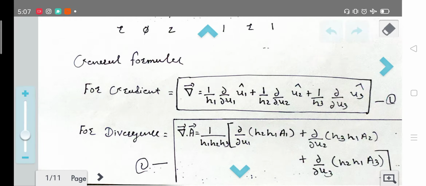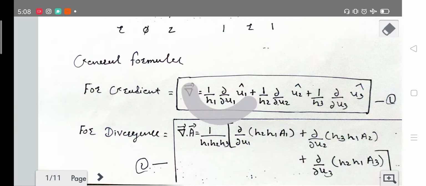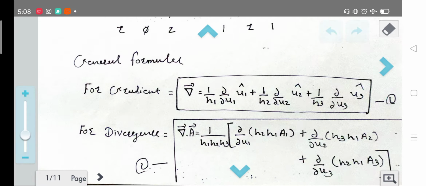The formula is 1 upon h1 del by del u1 u1 cap, and in the same order you have to repeat it in addition for these two terms. The next term will be 1 upon h2 del by del u2 u2 cap, plus 1 upon h3 del by del u3 u3 cap. We already know the values of h1, h2, and h3, and the values of u1, u2, and u3 in different coordinate systems, as I have mentioned in that table.